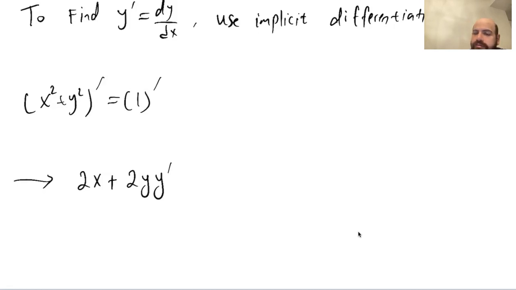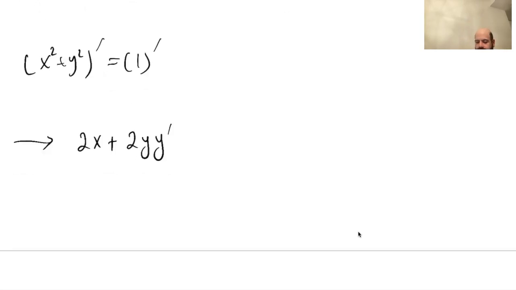Chain rule says, if you differentiate a function of u and u is a function of x, it's the usual derivative f prime of u times u prime. In this case, it's 2y times y prime. So 2x plus 2y y prime equals derivative of 1, which is 0. And therefore, then we have to isolate for y prime. So 2y y prime equals minus 2x. And then divide by 2y.